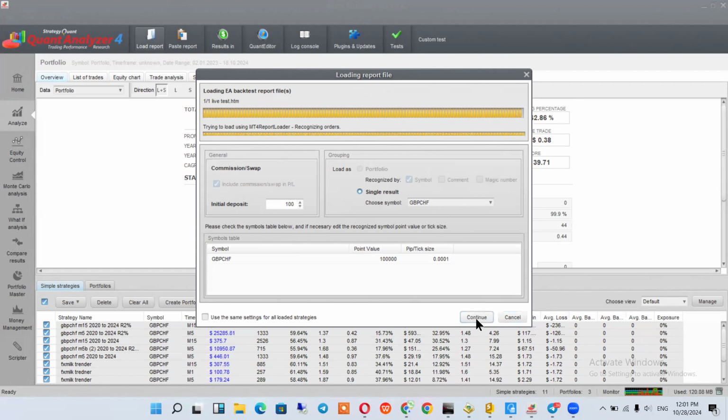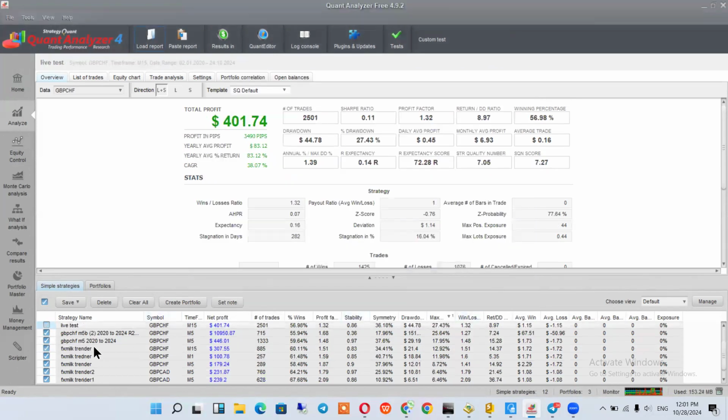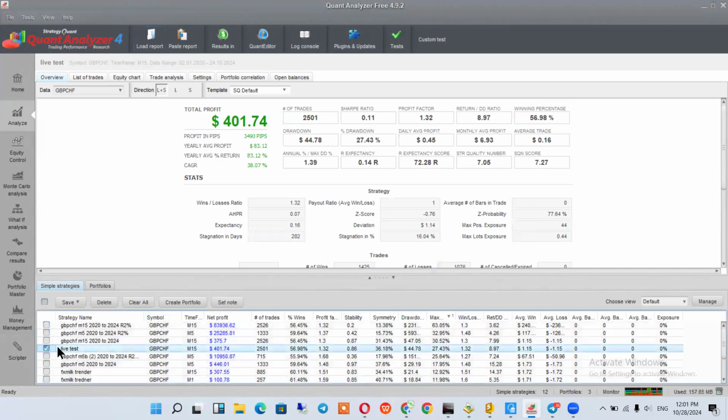Then we are going to click on continue. So the live test information is here. As you can see, it's down here. Let me unclick this so you can see it. It's down here, live test. Now this is the information that we need. So it's already here, and this is the data here.